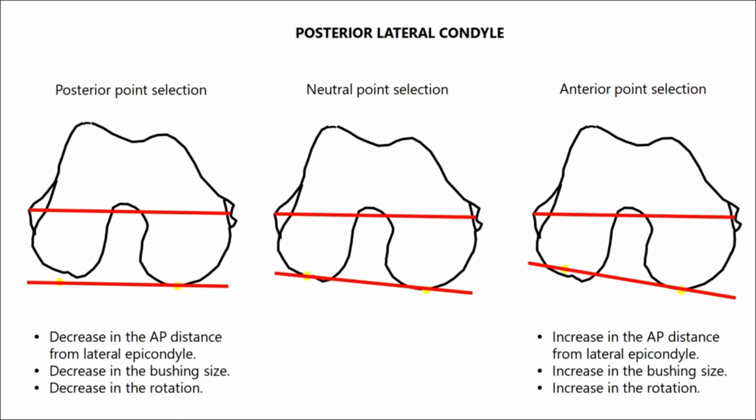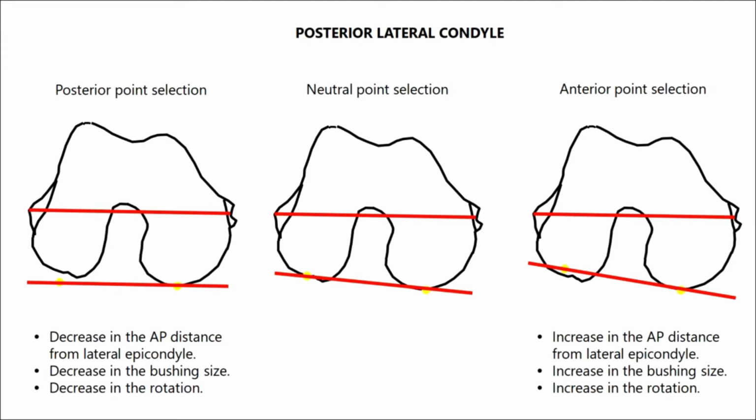cut. The posterior condylar axis is defined as the line between the posteriormost points on the medial and lateral femoral condyles. Errors in selecting this landmark will lead to errors in defining the posterior condylar axis and the depth of the cut. This will lead to an error in defining the size of the bushing to be used on the jig.